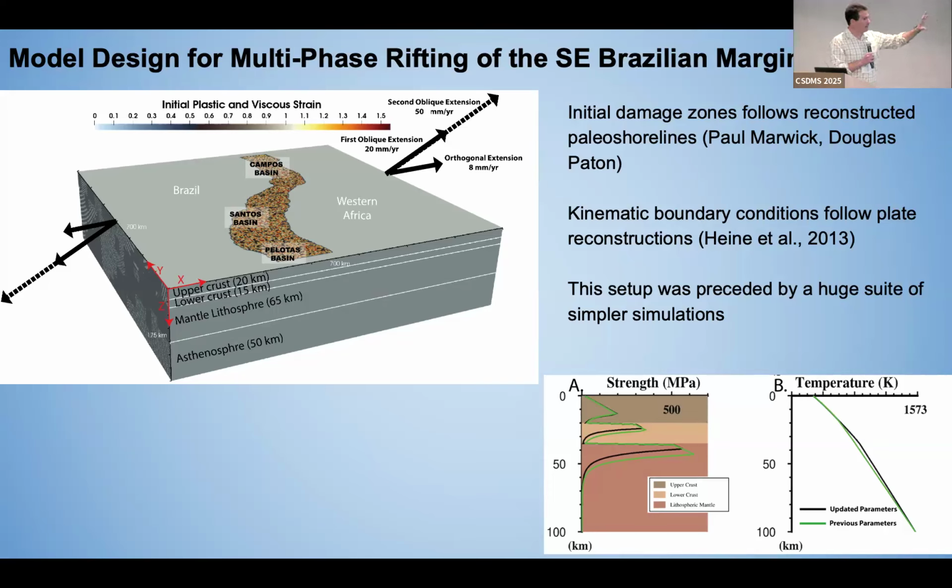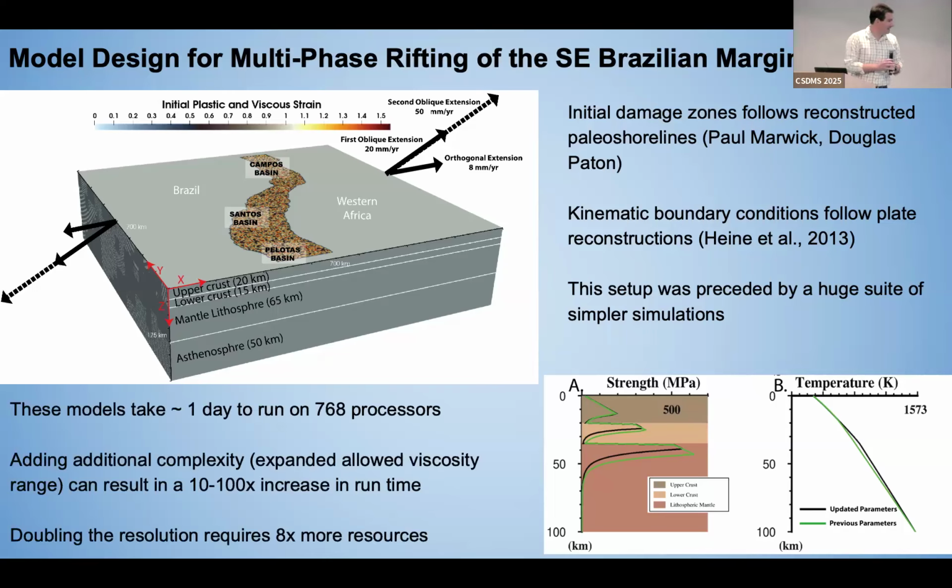We apply time-dependent kinematic boundary conditions, which we showed on the previous slide, so you're increasing the rate of extension and the obliquity through time. Just one note: this setup is basically the end stages of our product, preceded by years of work getting to this point. A couple of notes on the technical complexity of these models: the models I'm going to show you in the next few slides take about 1 day to run on a little under 1,000 processors.